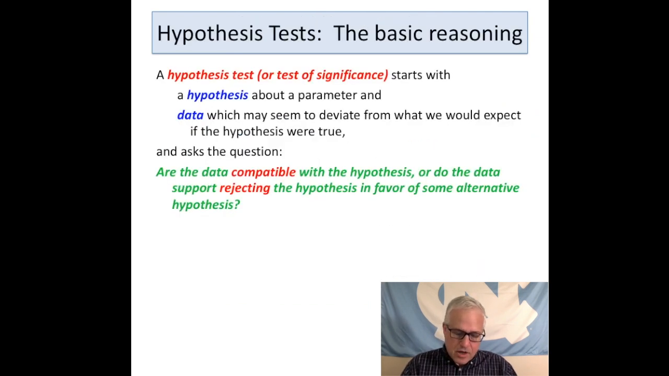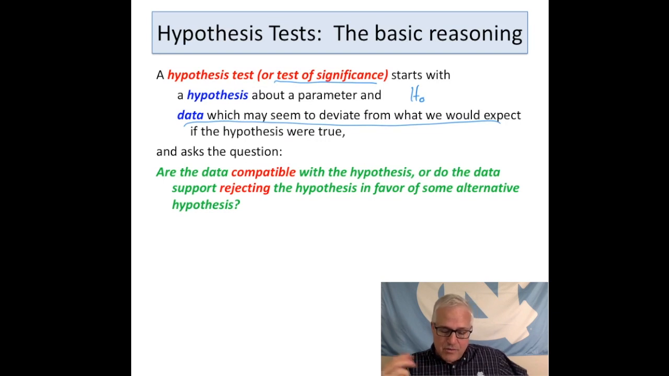Okay, so I have to do a little more explanation, then we'll do some more examples. But a hypothesis test, also called a test of significance, the old term used to be hypothesis test, and it changed over time through fashion. It starts with a hypothesis about a parameter, the null and alternative hypothesis. The way it's stated here is the null hypothesis. And we have some data that seem to deviate from what we would expect if the null hypothesis were true. Then we ask the question, are the data compatible with the null hypothesis, or are the data so strong that we're required to reject the null hypothesis in favor of some alternative hypothesis, H sub A?